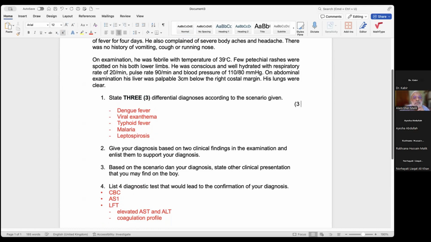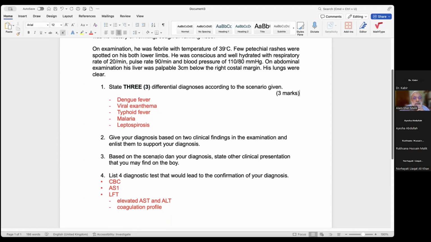Okay, 3 marks. And then we created 4. Maybe I will go for this. The 4th one, is it okay? List 4 diagnostic tests that would lead to the confirmation of your diagnosis.